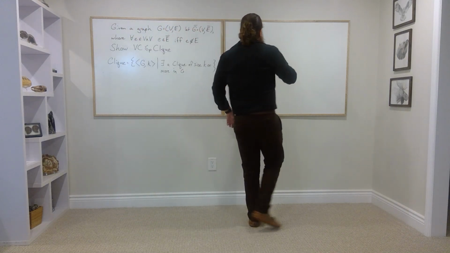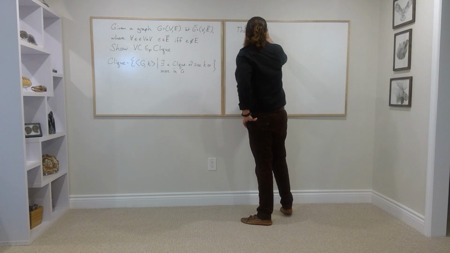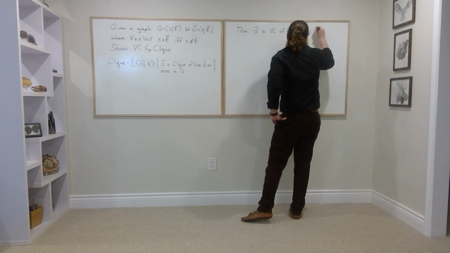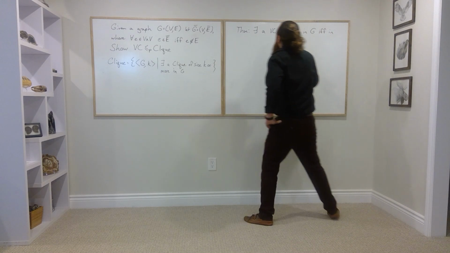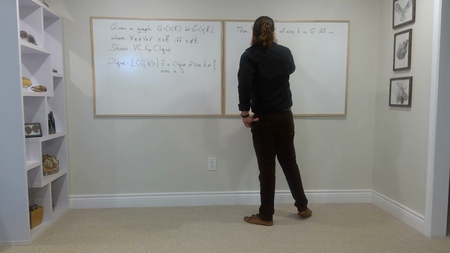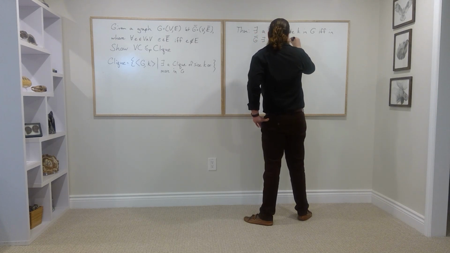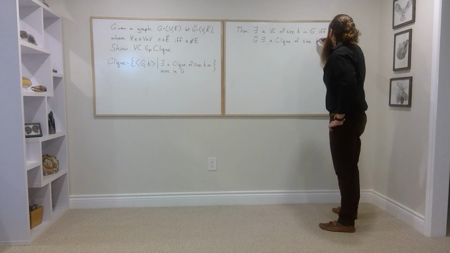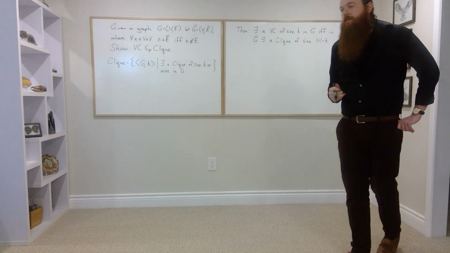Okay, what's the theorem I'm talking about? Theorem: there exists a vertex cover of size k in G if and only if in G bar there exists a clique of size V minus k. So it's actually kind of similar to that theorem we had before.